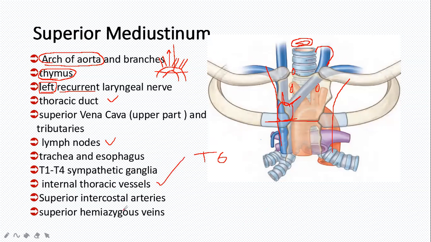Then we have the superior intercostal arteries. So remember, I said that the superior intercostal arteries, right, are a branch of the costocervical artery, which is a branch of the subclavian, right? And then we say they supply intercostal spaces number 1 and number 2, right? So the intercostal spaces for number 3 are then coming straight from this descending aorta. Okay, so the superior intercostal arteries there, right? And then also the superior hemiazygos veins, we also find them there, right?